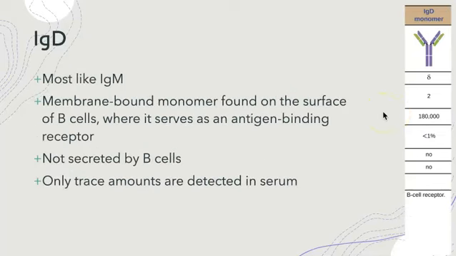Fourth, we have IgD, and this is the most like IgM. It is a membrane-bound monomer found on the surface of B cells. That's its commonality, and it's serving as an antigen-binding receptor. So we would say the B cell is down over here in the constant region, and then this variable region is open for the antigen. It's not secreted by our B cells, and we only find trace amounts detected in our serum. That really comes from the degradation of our old B cells, which release IgD as they degrade.